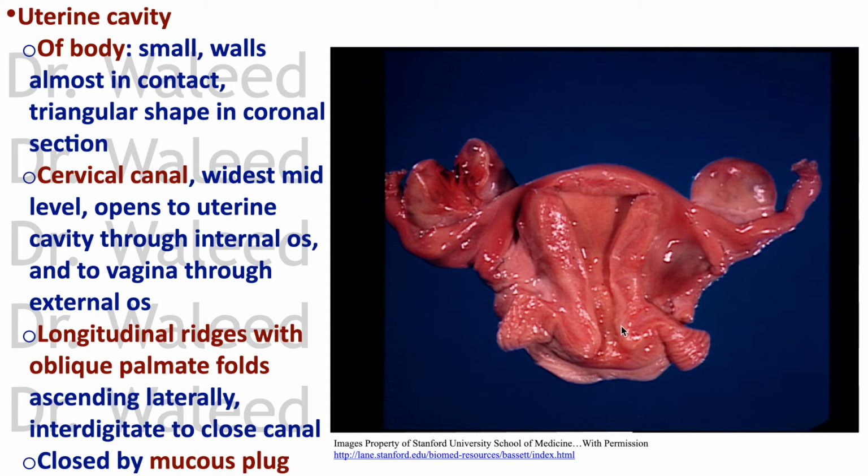And as you can see here, the cervical canal is widest in the middle. Now, as a natural defense, the cervix is plugged by a mucus plug. It becomes very thick in pregnancy. And also there are ridges in the walls of the cervix called the palmate folds. They're like palm leaves, and they ascend laterally and interdigitate to close the canal. So remember the ridges in the cervical canal.